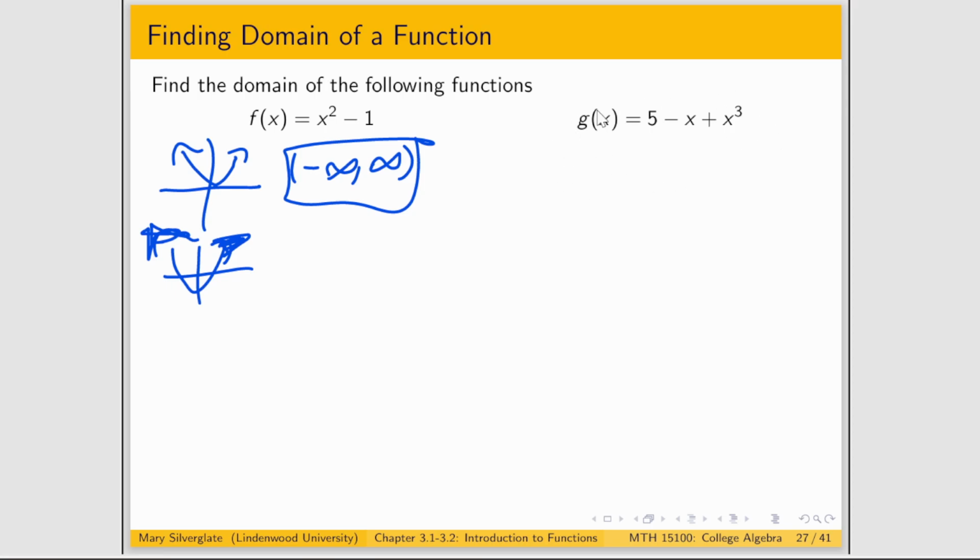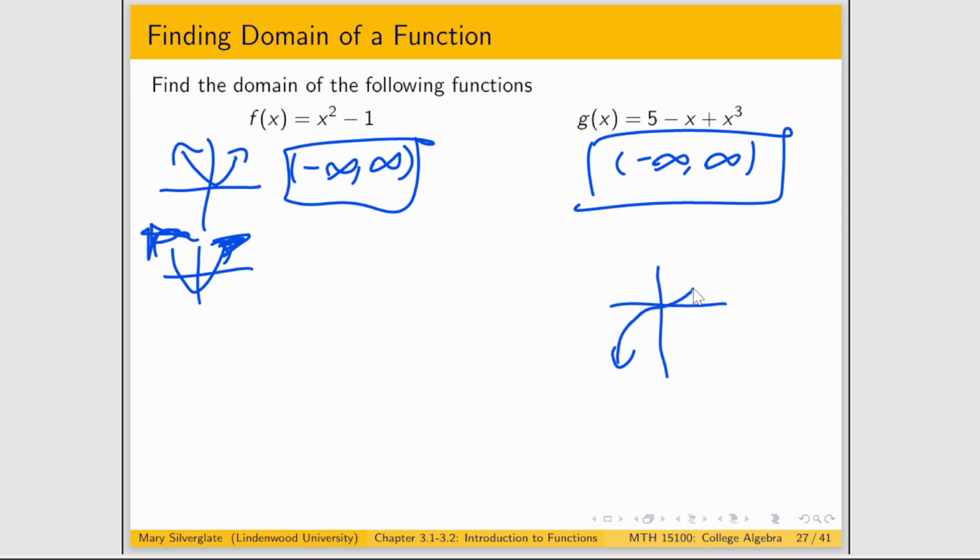This function is a similar idea. There's no x values I'm not allowed to plug in. I can do 5 minus a number plus that number cubed for absolutely anything. That's just negative infinity to infinity. And you would similarly find if you plug this into a graphing calculator, it would look somewhat like this, where your x values are going off to infinity in both directions.